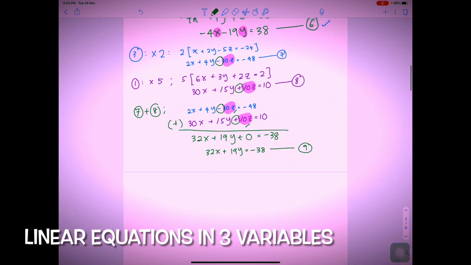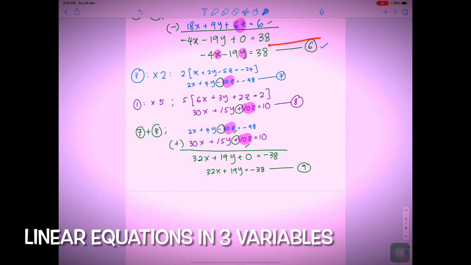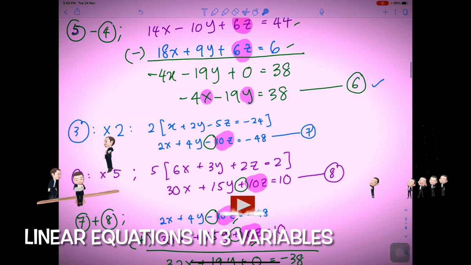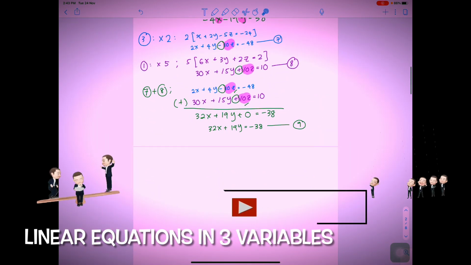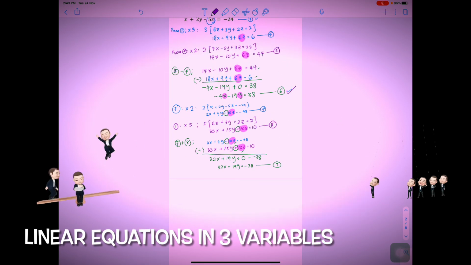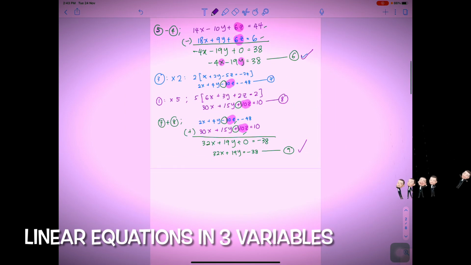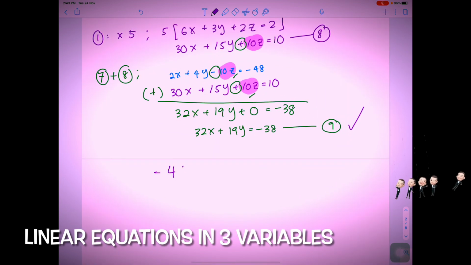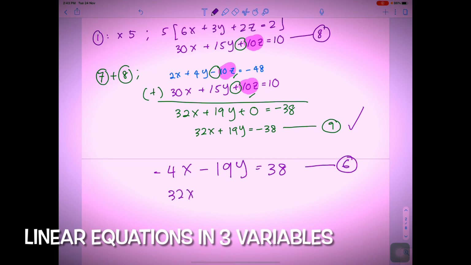As you can see now, equation 6 and equation 9 have only two terms. That is our target: from 3 terms become 2 terms, and then proceed with simultaneous equations. From here, equation 6 is negative 4x minus 19y equals 38, and equation 9 is 32x plus 19y equals negative 38.